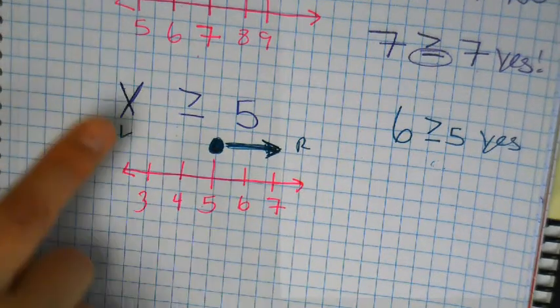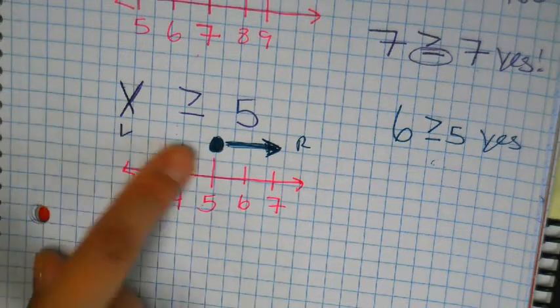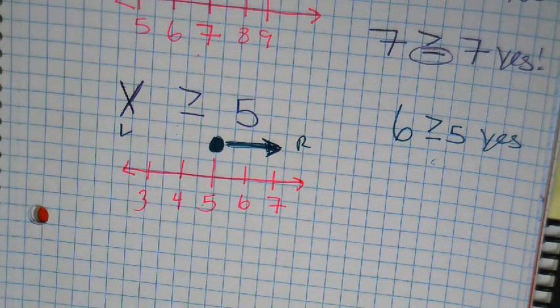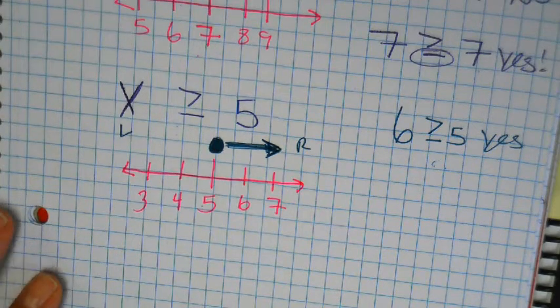If I plug in 3 here, is 3 greater than 5? No, so I can't shade in this direction. I shade in the direction where the numbers make the problem okay. All right.